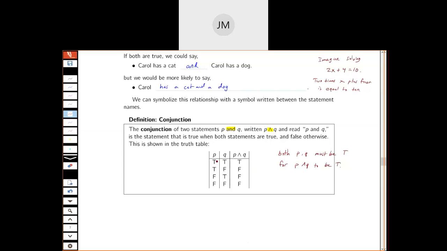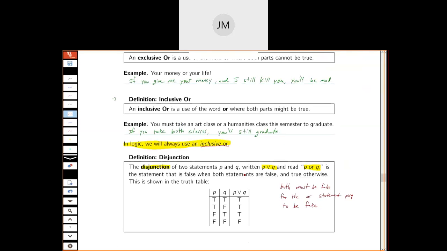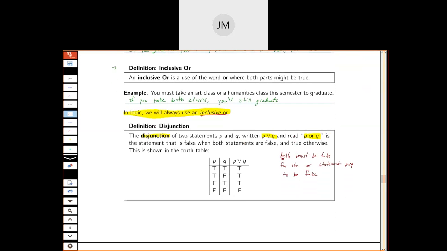Okay, so if they're both true, the and statement is true, and false otherwise. Okay, here for the disjunction, the or statement, both of them must be false for the or statement to be false, and it's true otherwise. Okay, so they're almost like opposites in that sense.